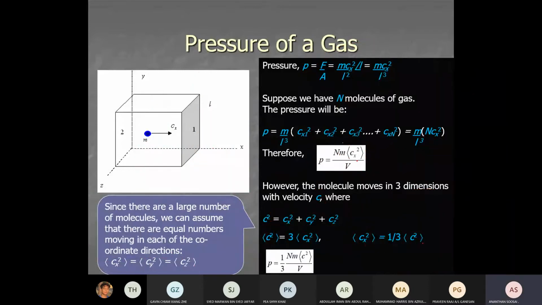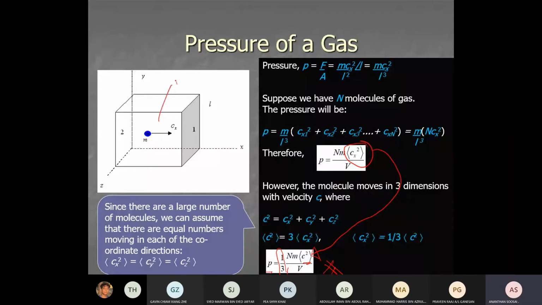So what happened? In the formula, we can comfortably change the c squared to 1/3 c squared. So you got the formula. This is the final derivation. The pressure in terms of the kinetic theory of gas is found to be 1/3 nmc squared over V. Okay, so let's see the logic behind this equation.